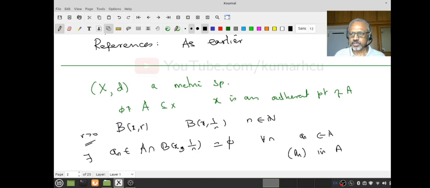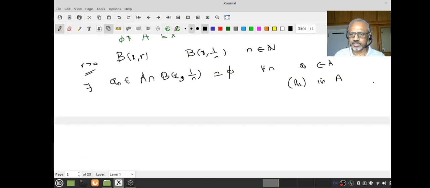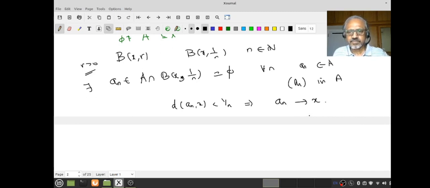I'm sure all of you know what is meant by a sequence, so do not say that I have not yet defined it. Now, what is the distance between a_n and x? Remember, a_n belongs to the ball B(x, 1/n), therefore this is less than 1/n. So what does it say? If you remember your real analysis, or if you have done a little bit of metric spaces, you know the sequence a_n converges to x.